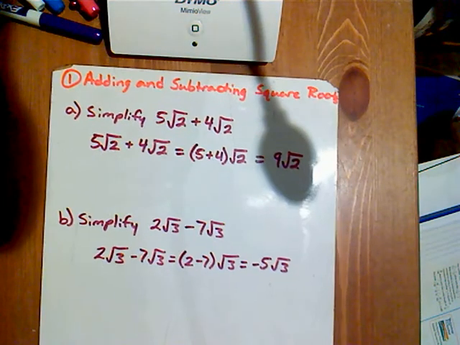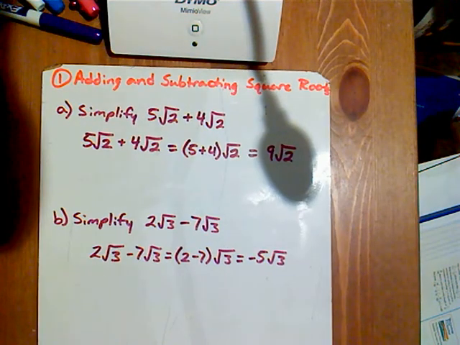The first thing we're going to look at is adding and subtracting square roots. This is going to be relatively easy. You can add or subtract radical expressions the same way you combine like terms. When you're combining like terms like 5x plus 4x, it equals 9x. So basically what you're doing is combining like terms.